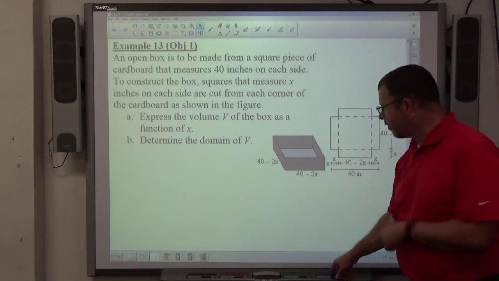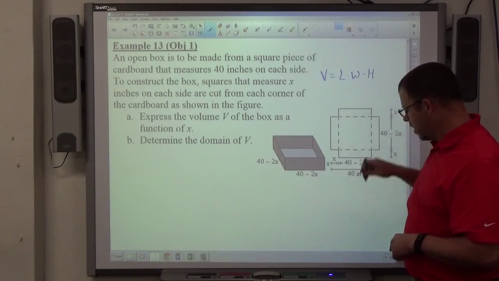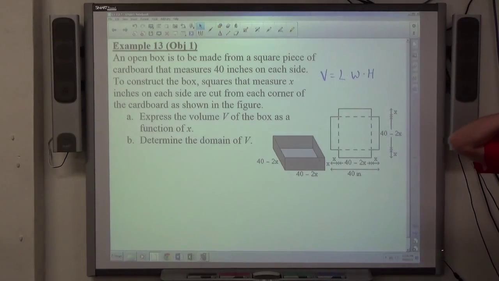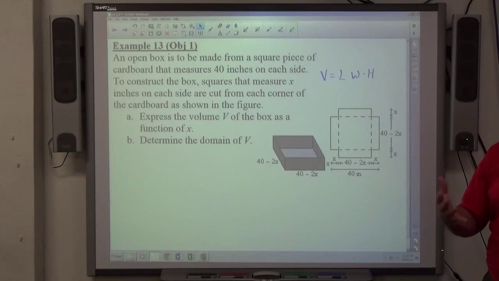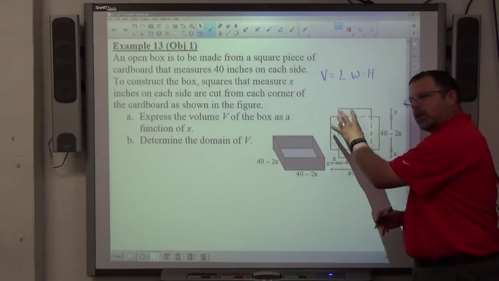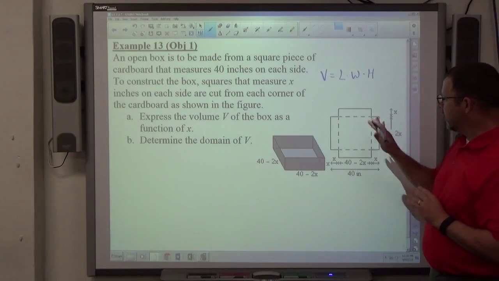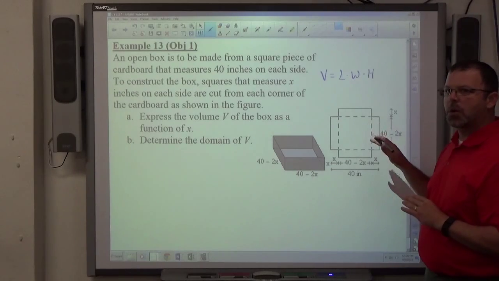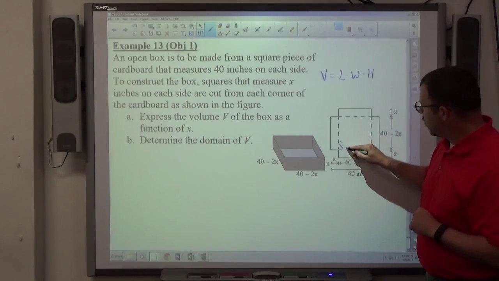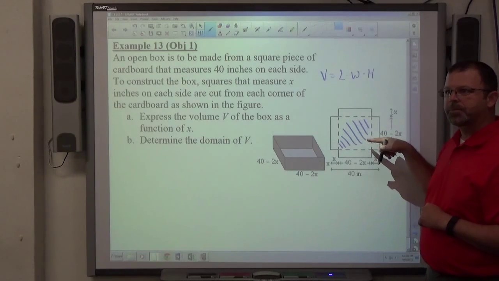Volume, for a rectangular solid, is simply length times width times height. So to do part A, I simply want to determine the length, width, and height in terms of X in order to establish the volume of this box. Anytime you look at a two-dimensional picture like this, I want you to establish what part of that picture represents the base of this box. So the square in the center represents the base of the box.